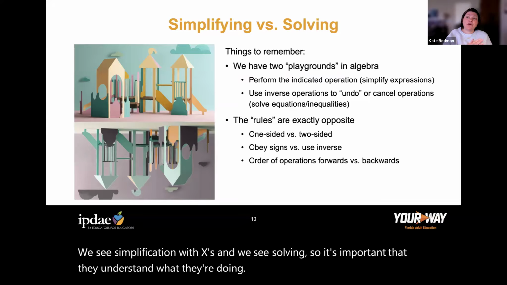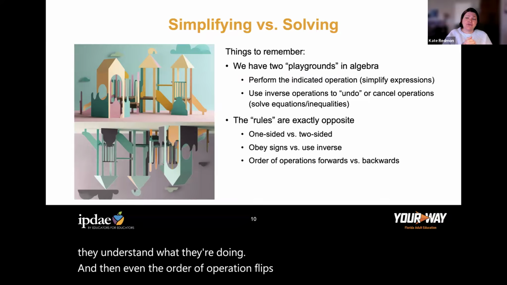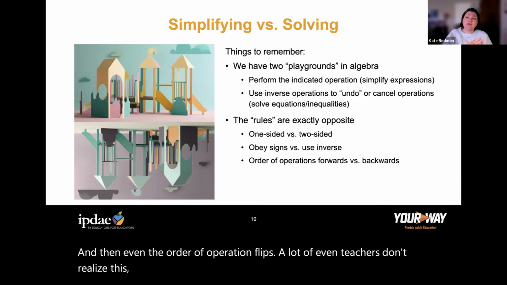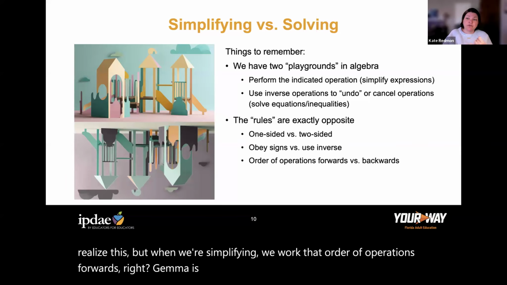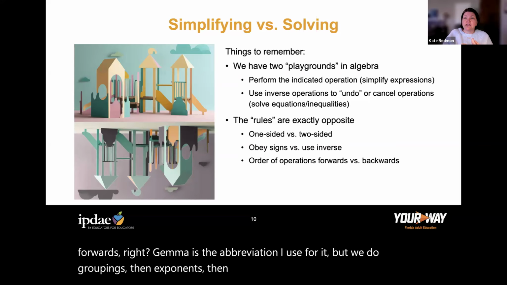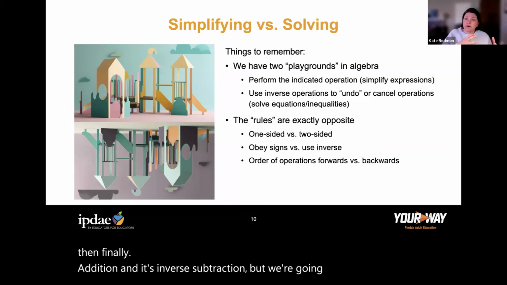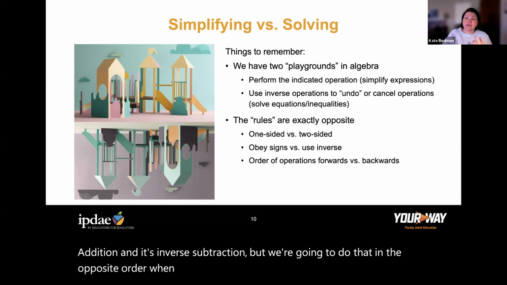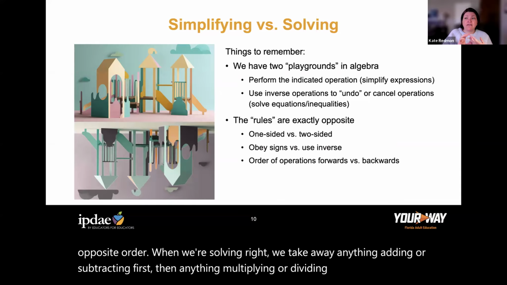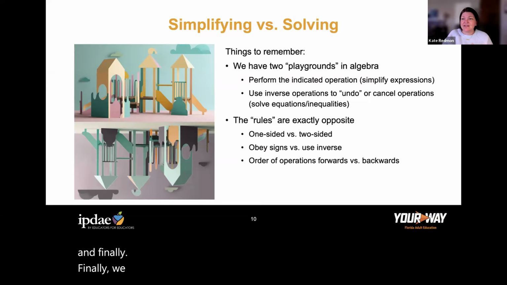And then even the order of operation flips. A lot of even teachers don't realize this. But when we're simplifying, we work that order of operations forwards, right? Gemma is the abbreviation I use for it, but we do groupings, then exponents, then multiplication and its inverse, division, and then finally addition and its inverse subtraction. But we're going to do that in the opposite order when we're solving, right? We take away anything adding or subtracting first, then anything multiplying or dividing, then any exponents, and finally we save groupings for last. So sometimes I say you have to free the groupings.